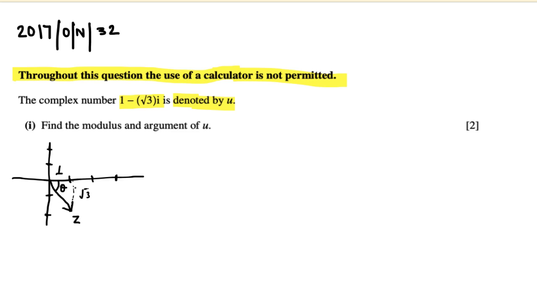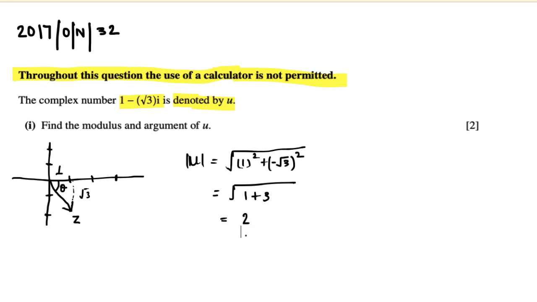So at this point of time we'll use Pythagoras theorem to calculate the modulus of u. So I can write modulus of u equals root over 1 square plus negative root 3 square, which is equal to root of 1 plus 3, which is equal to 2. So the modulus of u is 2.